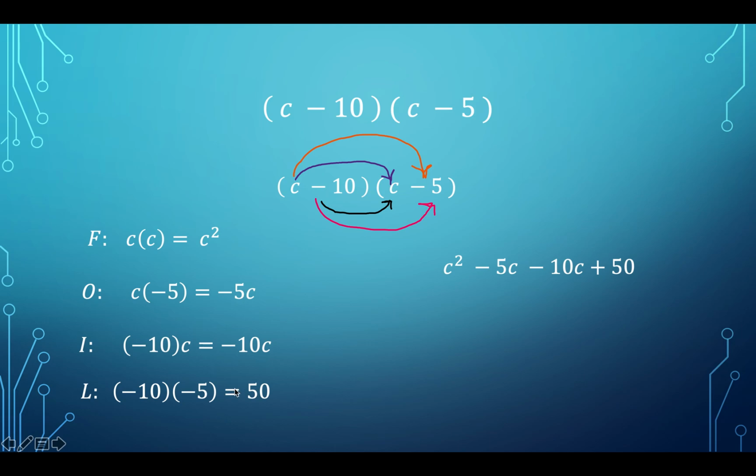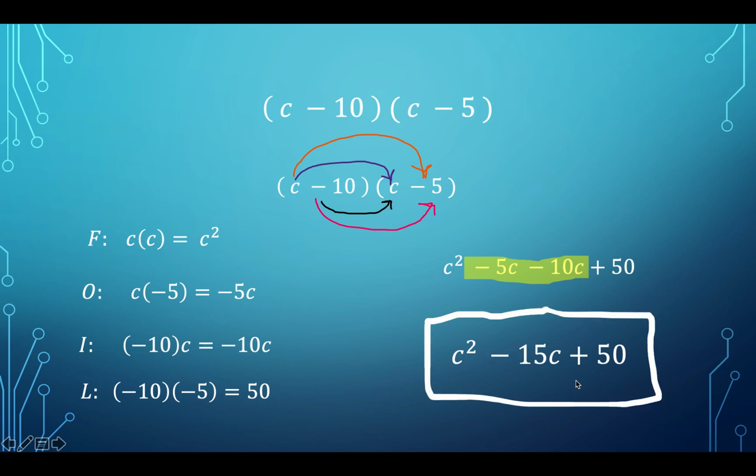And as a reminder from Friday, if there's no sign in front of the number, like we have in front of C squared and 50, then it's understood to be positive. The only way to write positive would be plus. And since these have the negative signs in front, they're going to be minus. So what we have to do next is combine our like terms. Our like terms here are negative 5C and negative 10C. So negative 5 minus 10 gives us negative 15. So our final answer is C squared minus 15C plus 50.